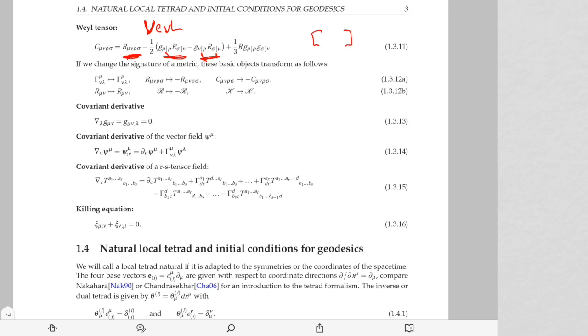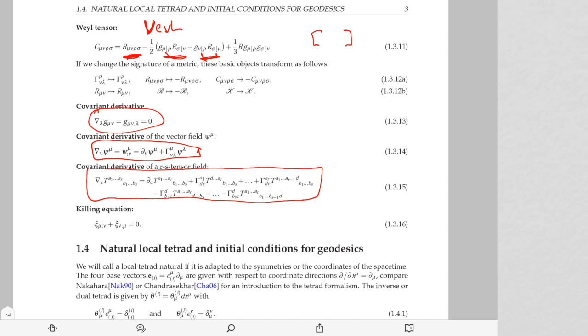No pun intended. The covariant derivative of the metric is zero. That has to do with what's called metric compatibility. We don't have to worry about that right now. But the covariant derivative of a vector field, they establish here, that's just a definition that you already know from the What is a Tensor lecture. And the covariant derivative of a tensor field, I think I also put that equation down. So those are just reference equations.